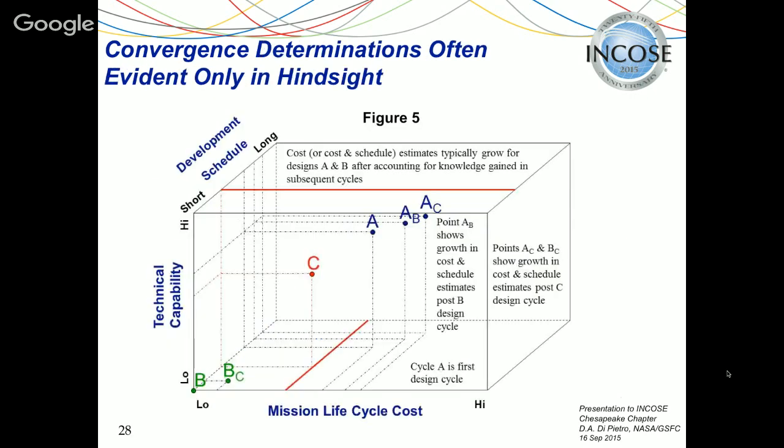Okay, so back to our terrarium again. And it's the same terrarium, okay? The only thing I've done is I've added 3 points: an A sub B, an A sub C, and a B sub C point. Okay, so let's imagine that you've just run your A design, and you finish it, and you spot this point in the solution space. So your A design has this cost, and it has this schedule.